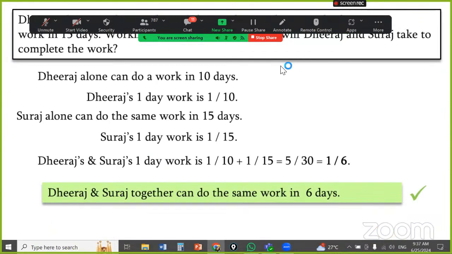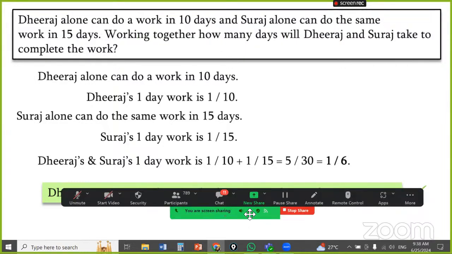And I have one simple question here. I have a person, Dheeraj. This person can do a work in 10 days. And the other person, Suresh, the same work. Both of them are doing the same work, but separately. If Dheeraj alone does the work, he takes 10 days. And Suresh alone does the work, he takes 15 days to complete it. So working together, how many days will Dheeraj and Suresh take to complete the work? Both of them are working together. In how many days will they complete the work?